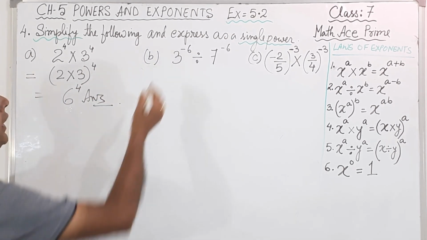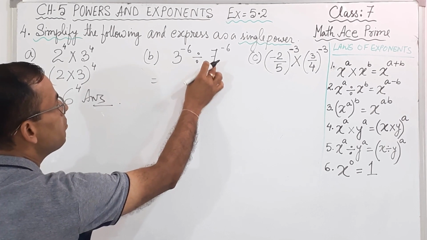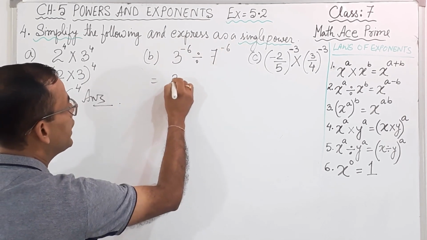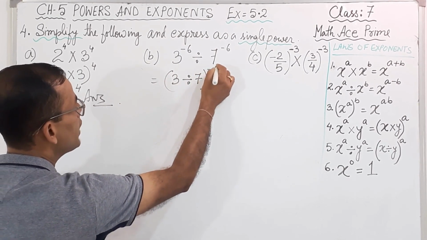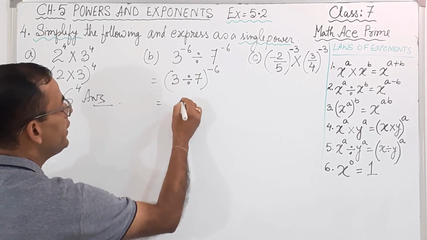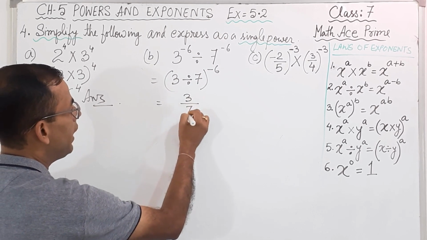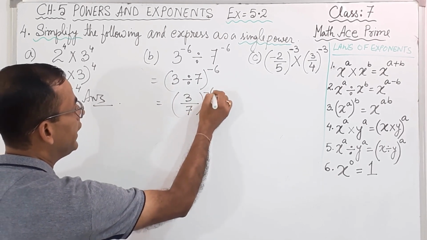Clear now? Now here, see, the bases are not the same but the powers are the same. So what will I write? 3 divided by 7, and then outside, to the power minus 6. Now 3 divided by 7 I can write as 3 by 7 to the power minus 6.